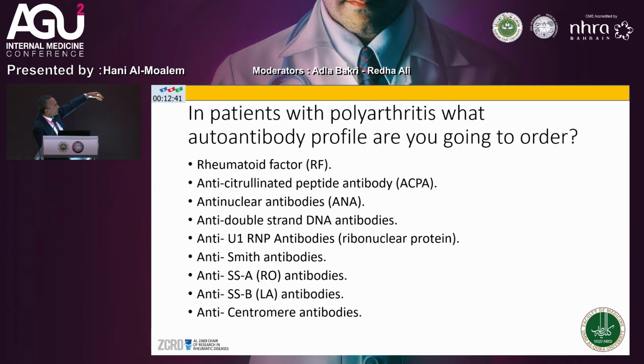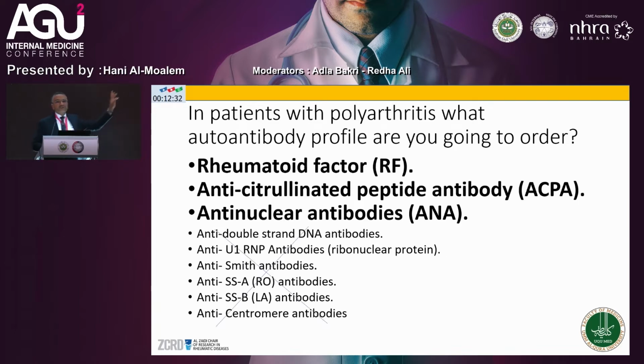What about anti-double-stranded DNA? Are we going to check it in someone with polyarthritis? Yes? Okay, or anti-Smith, anti-Ro, anti-La. Okay, so only 3 of them. You check the first 3.